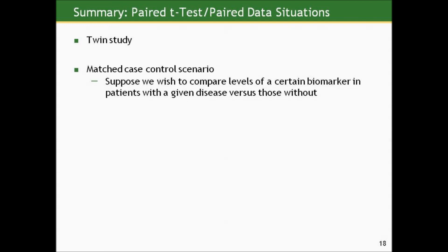Other situations that would warrant a paired data study would include a twin study, where each subject in sample 1 had their twin in the other sample, or a matched case-control scenario. Suppose we wish to compare levels of a certain biomarker in patients with a given disease versus those without. So for each person with the disease, we match them to somebody who was otherwise like them. These would be some examples of paired data situations.